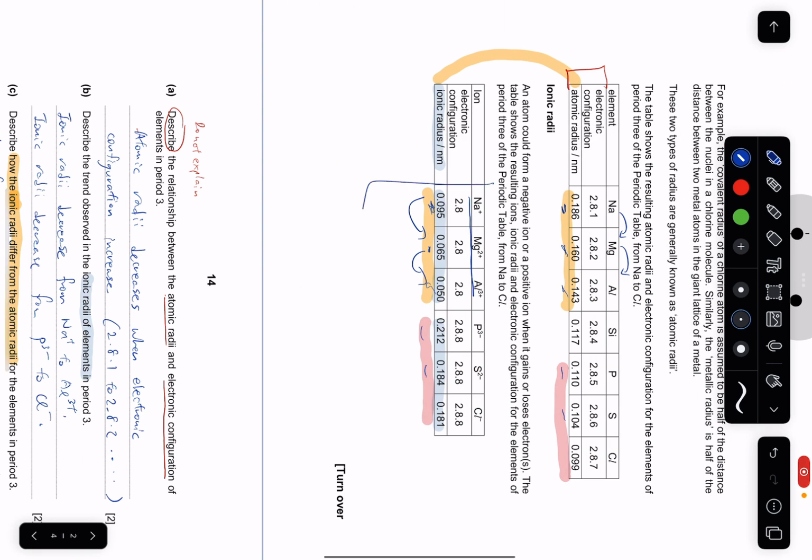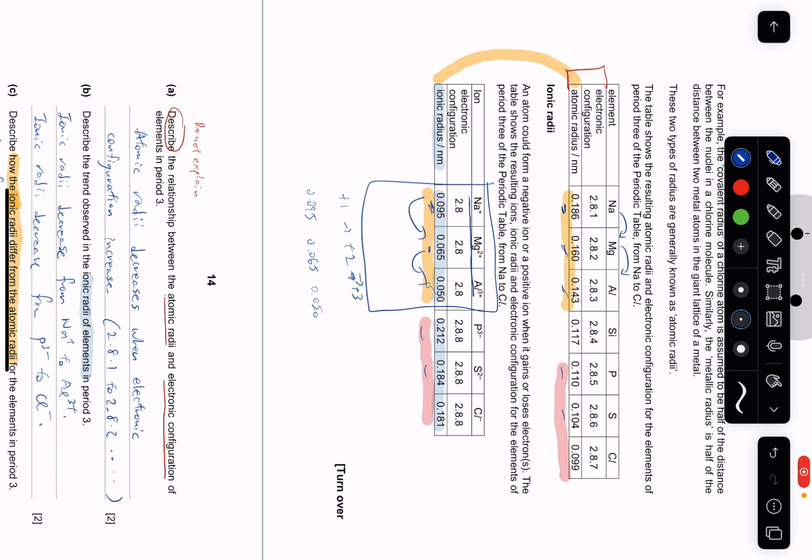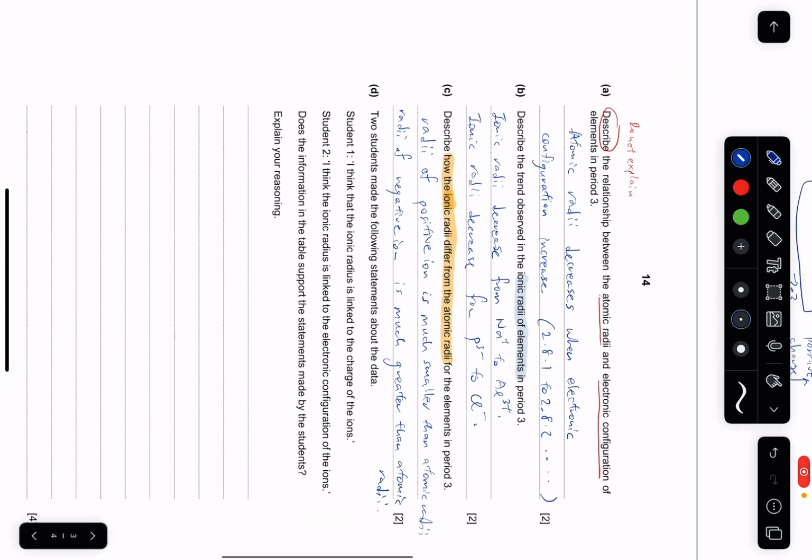So let's look at this group. The charge increase, +1 to +2 to +3. And the size go from 0.095 to 0.065 to 0.05. Oh, it seems like my charge go up. Or rather, sorry, my positive charge go up, my ionic radii dropping. So it seems like there is a trend, which means is student 1 correct?